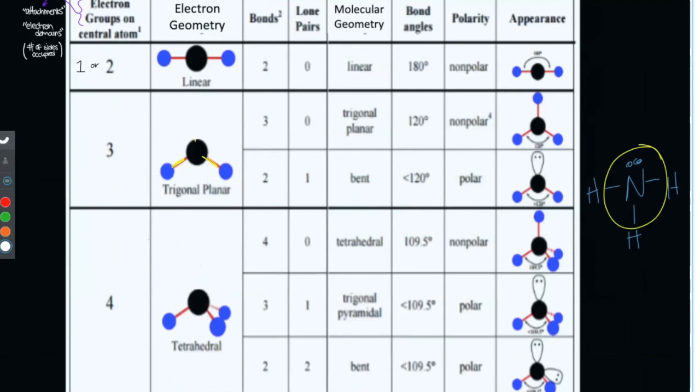That's why we call it trigonal pyramidal, because it looks like a 3-sided pyramid. Trigonal pyramidal. So you still have that electron pair at the top repulsing all of your bonds and the electrons in your bonds. You just can't see it. And then lastly, let's take a look at water.